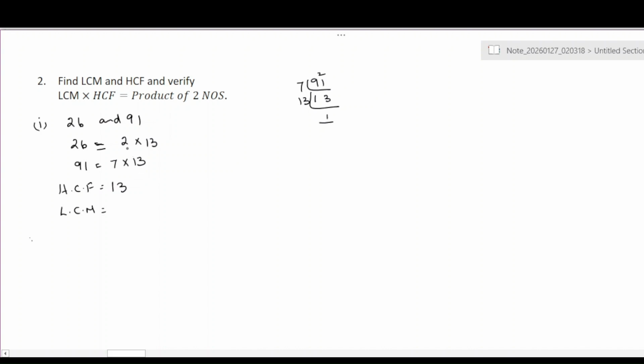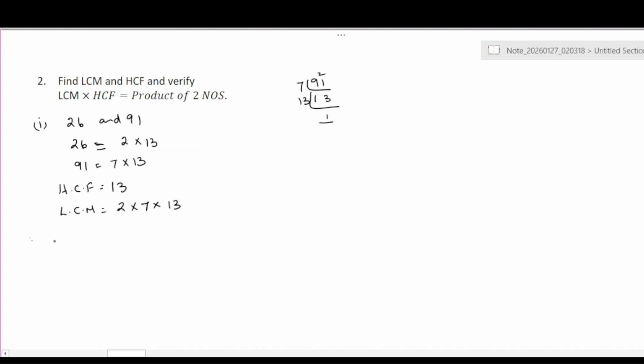LCM is, we will write all the factors once. If it is a repeating number, we have to write it only once. So the factors are 2 and 7. 13 is getting repeated. We will not write 13 two times, we will write only once. Okay, so the factors are 2 into 7 into 13. 13 is a repeating number and we will take it only once.